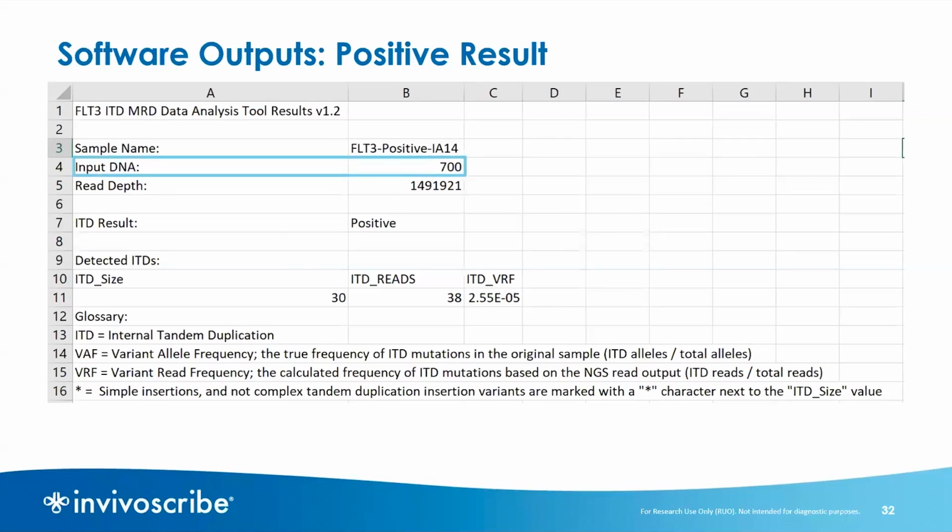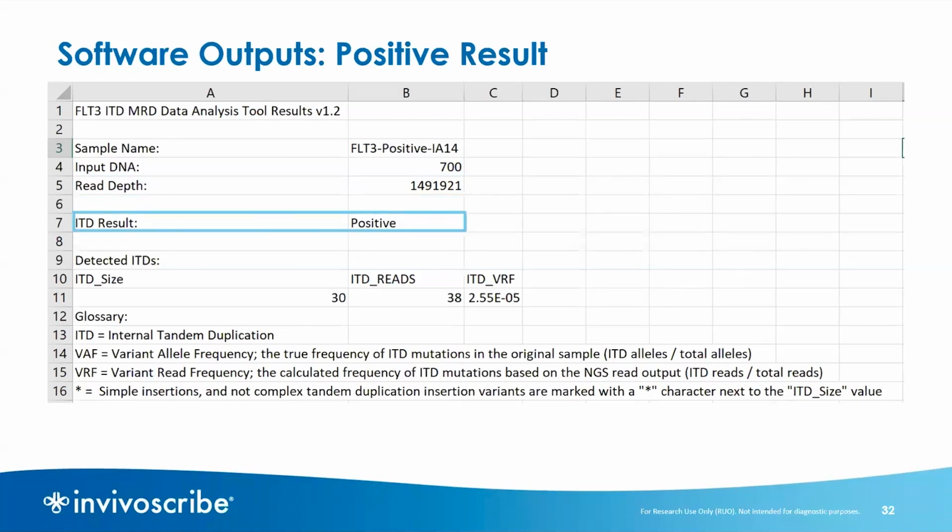And so you'll always have your input DNA amount in nanograms. This is provided by the user in the sample sheet CSV file. You'll also have your read depth. This is after pre-processing and filtering. And then you'll have your ITD result, which can be either positive, not detected, or undetermined. And then if you do have a positive result, you'll have your ITD size, the number of ITD supporting reads, and then your variant read frequency, which is simply just the number of ITD reads divided by the read depth.